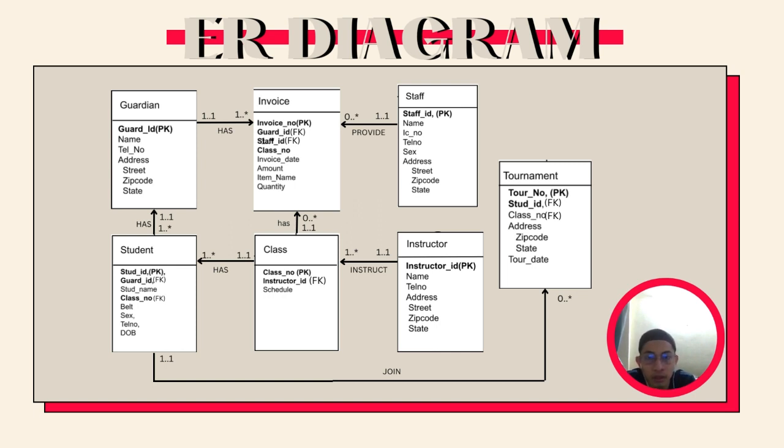Then we go to the staff. We have staff ID as the PK, we have name, IC number, phone number, and we have the address, street, zip code, and state. So one staff can provide many invoices.